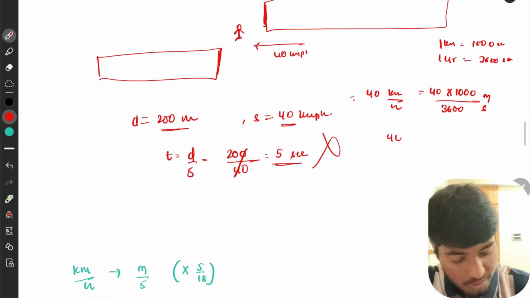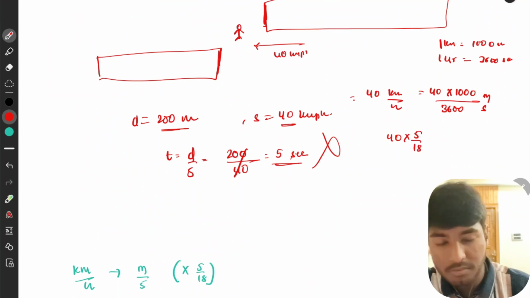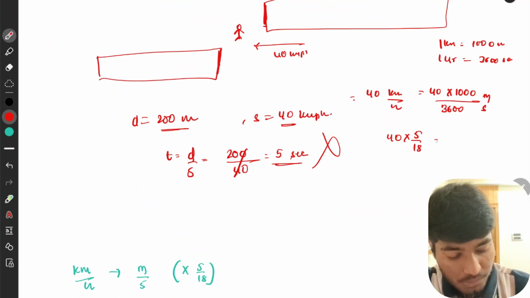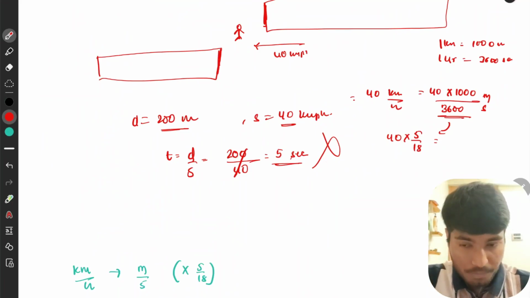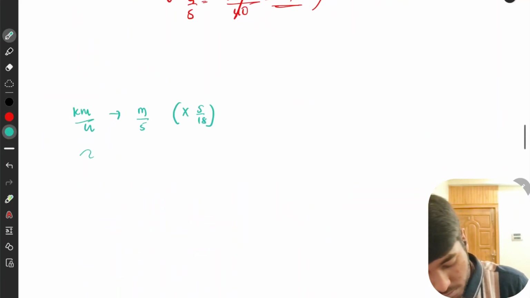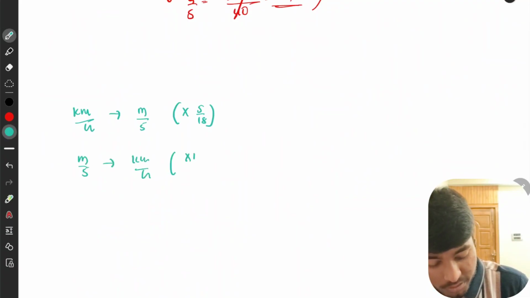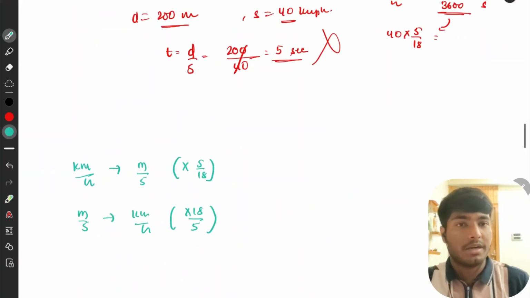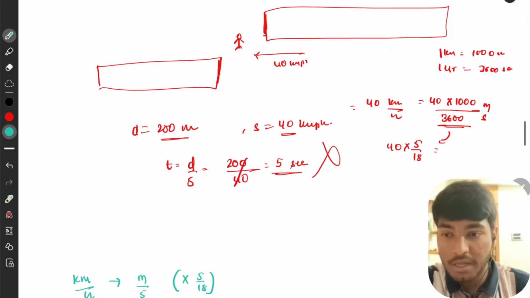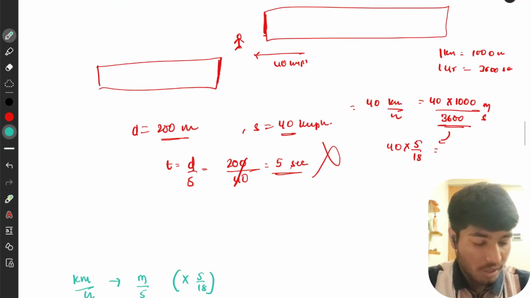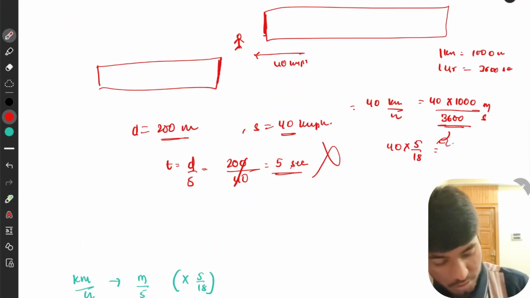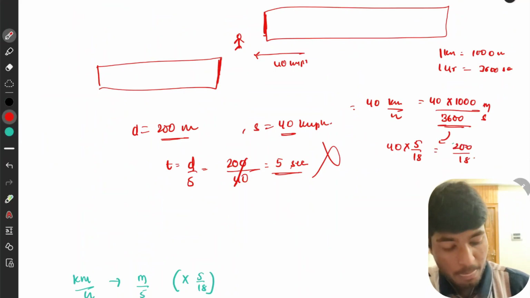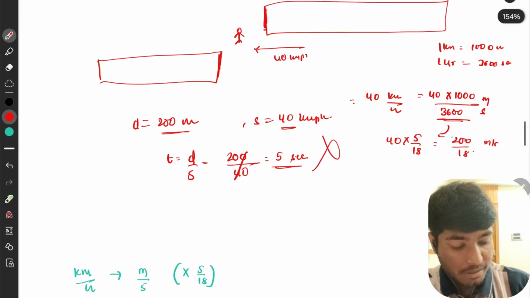Here also, you can simply do 40 into 5 by 18. That's a perfect way. You can either do this or this; both of them are the same. And if you want to convert meter per second into kilometer per hour, simply multiply with 18 by 5. That's the right answer. So here I can simply multiply with 5 by 18. What will I get? I will get 200 by 18 meter per second.